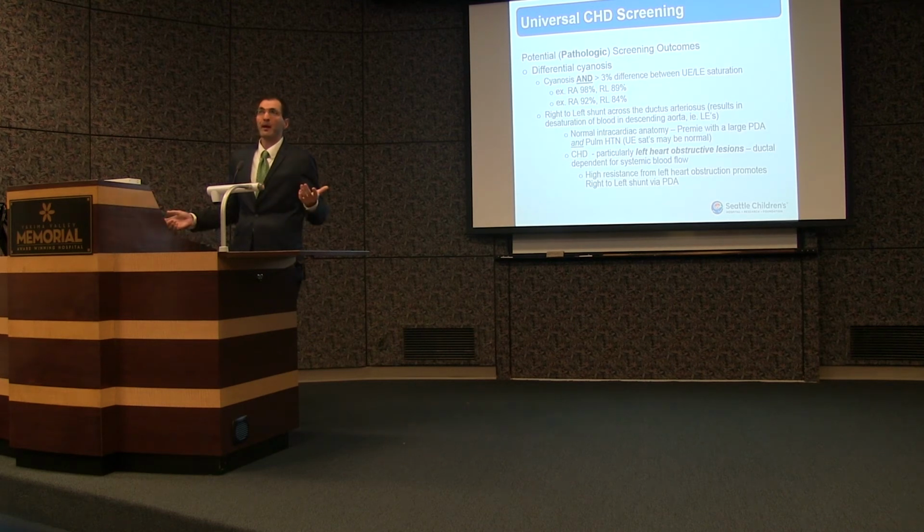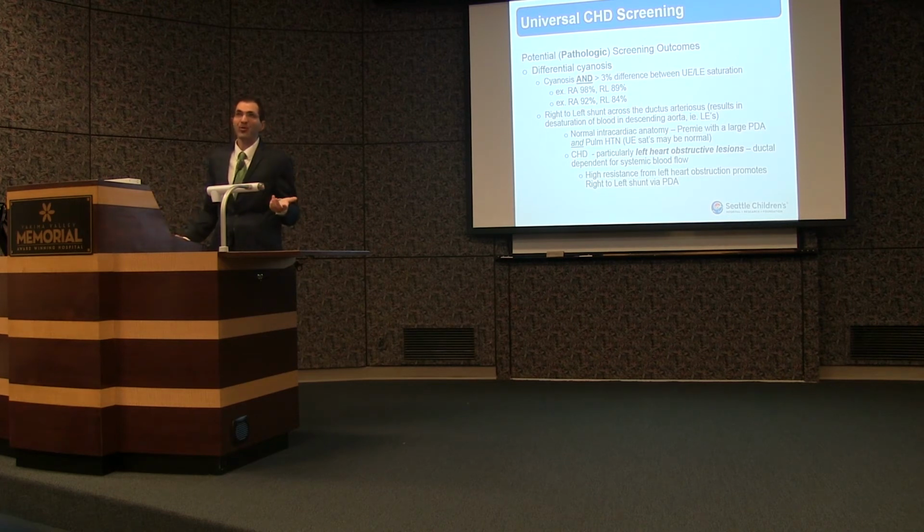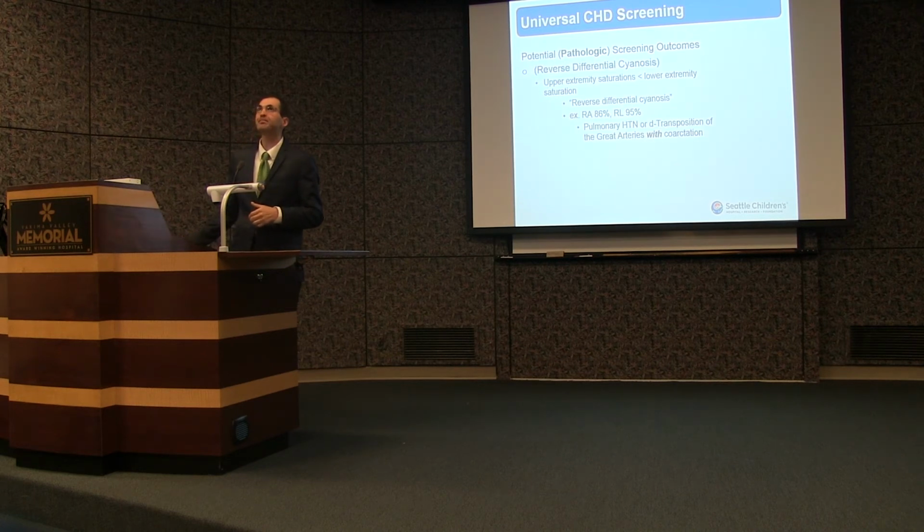But also, you can have congenital heart disease, particularly left heart obstruction. So you can have critical coarctation or interrupted aortic arch present in a similar fashion. In those instances, there's a high resistance from the left heart obstruction that promotes that right to left shunt.